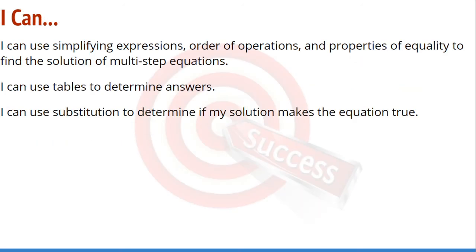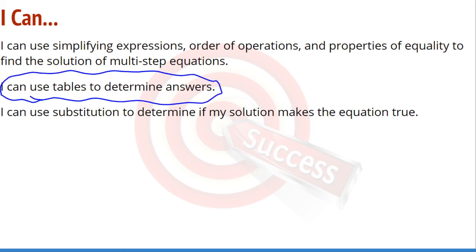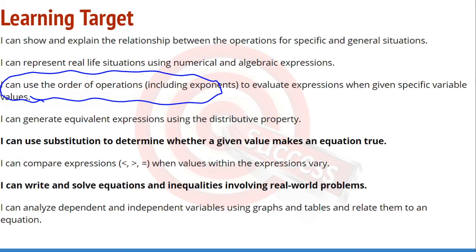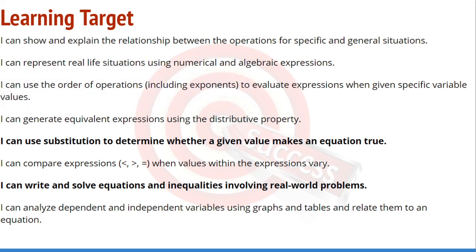Alright, so looking at the I can statements, I can use simplifying expressions, order of operations, and properties of equality to find the solution of multi-step equations. I can use tables to determine answers, and this is something that you may want to go back and explore some more. I can use substitution to determine if my solution makes the equations true. All right, looking at the learning targets, we used substitution, so we substituted values into an equation, and we solved real-life problems by writing equations.